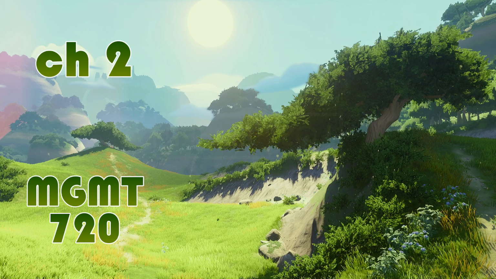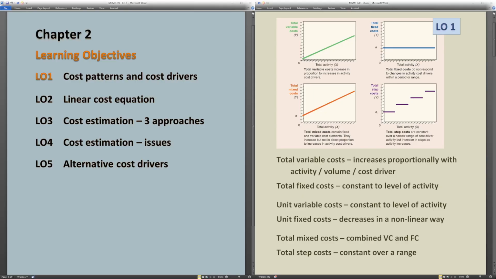Welcome to Management 720. Let's continue on with Chapter 2. Here are the learning objectives, and as you can see, it has to do with costs, patterns, equations, and estimation.